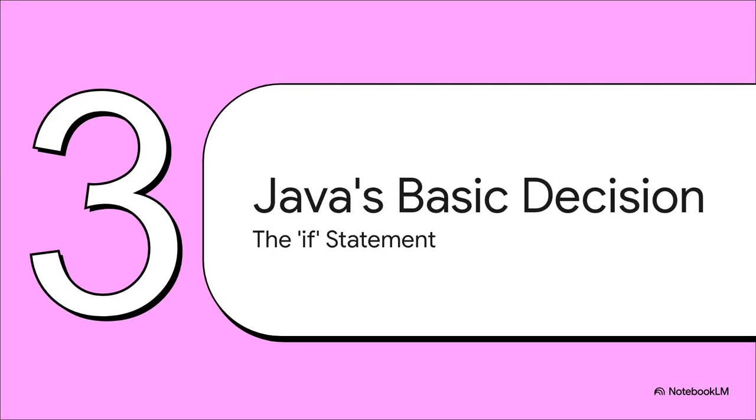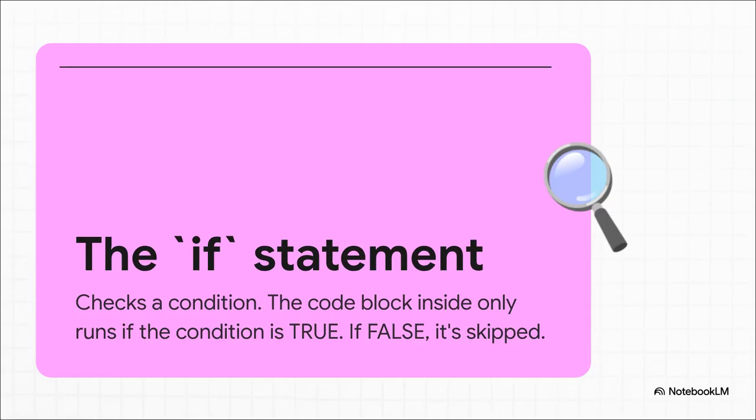Okay, so let's take that flowchart idea, that blueprint, and turn it into actual Java code. We're going to start with the most basic, most fundamental decision-making tool in a programmer's toolbox, the if statement. The rule here is actually incredibly simple. Think of the if statement like a gatekeeper. It looks at a condition you give it. If that condition turns out to be true, the gate swings open and lets a specific chunk of code run. But if it's false, the gate stays shut. The program just skips right over that block of code completely.